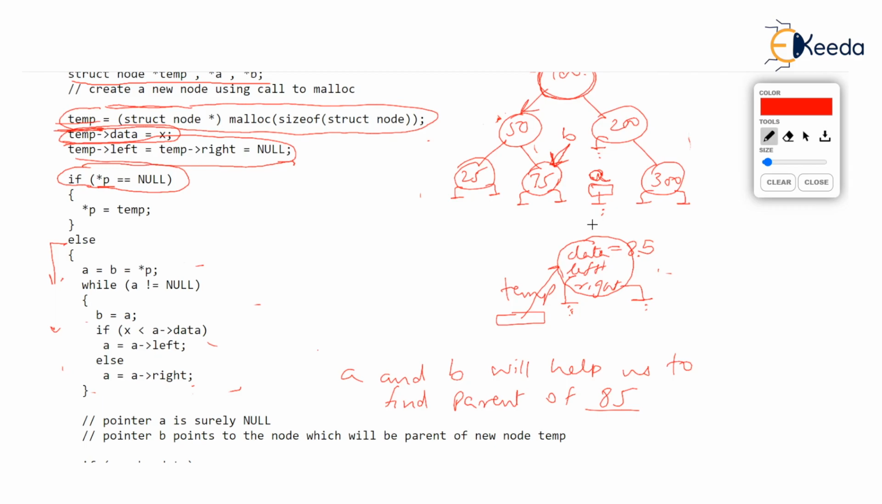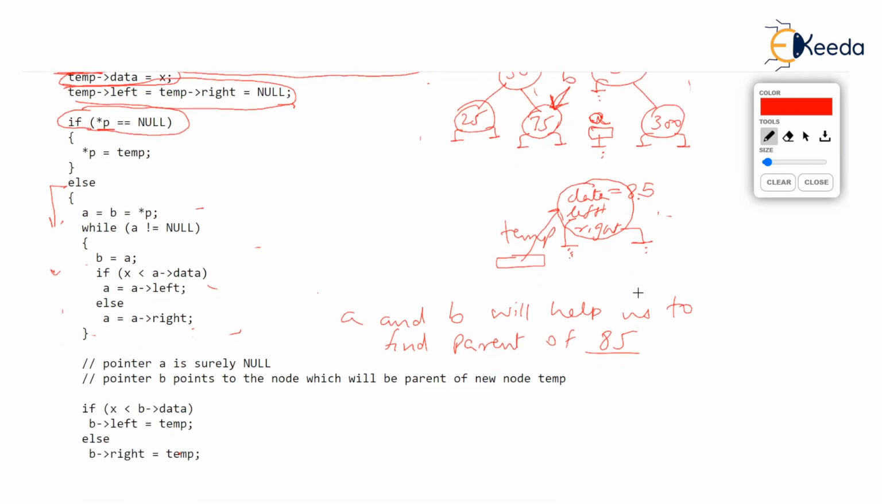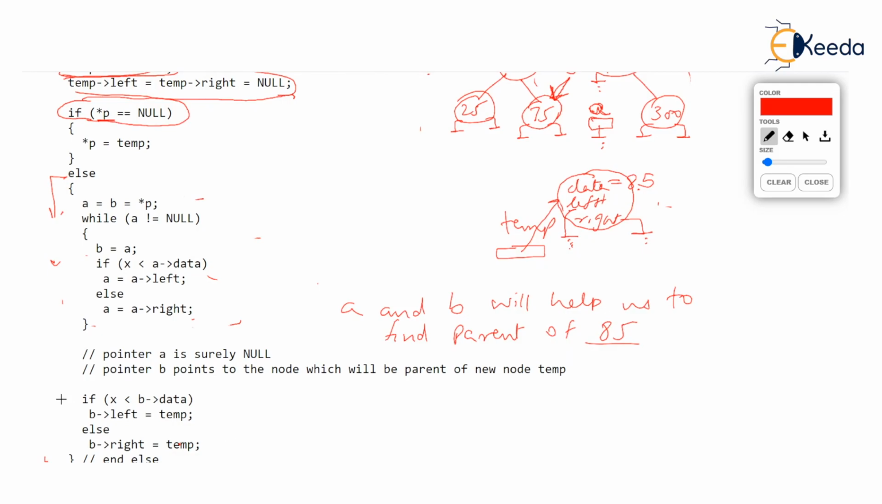But we are still not knowing one thing. Okay, we know that B should become parent of 85, but we don't know whether the new value 85 should be left of 75 or right of 75. We just can't blindly say that B arrow right should be 85 or B arrow left should be 85. So for doing this, we will ask one more question. The question here is, if X, that is 85, is less than B arrow data. This time we will compare the new value 85 with B arrow data. Now notice B arrow data in the picture is 75, isn't it?